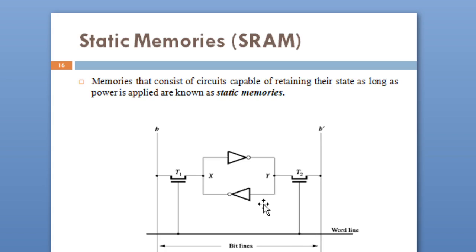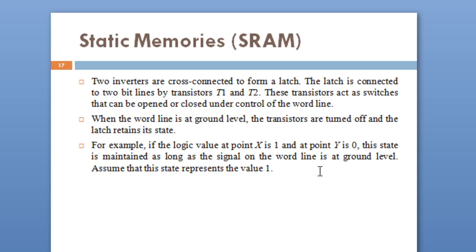And we have an inverter here. Inverter means whatever value it takes as input, the output will be the complement of that value. If the x value coming to this inverter is 0, then the output will be 1. So that will go to the B dash bit line. If the value is 0, then the complement of that will be 1, and that will be stored in the bit line B dash. So this is a static RAM cell.